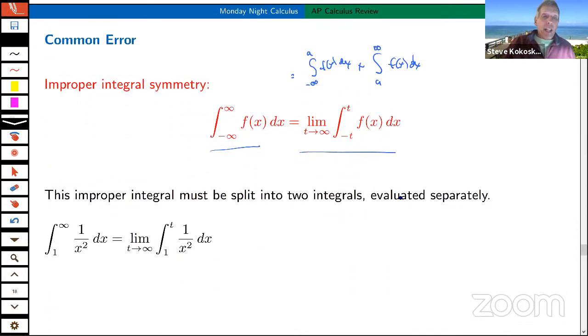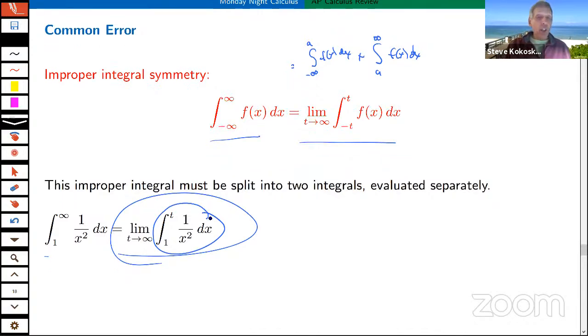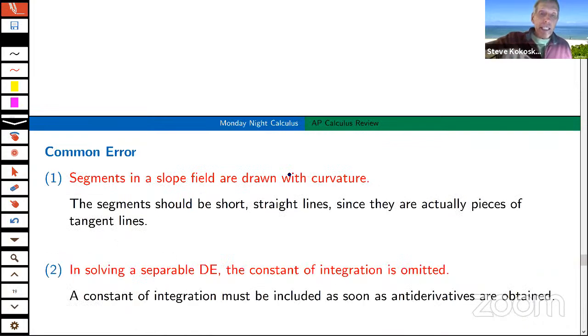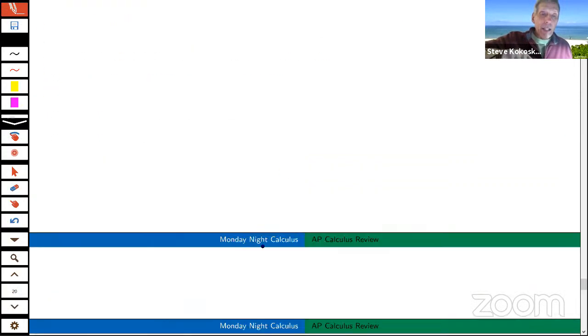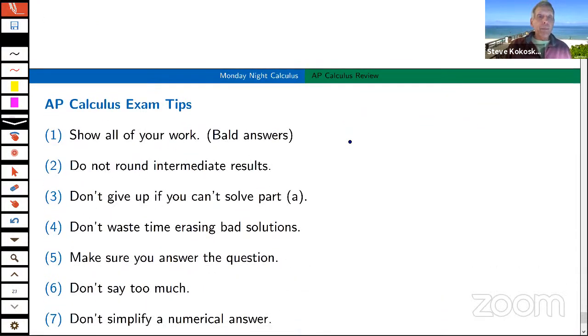And remember, one of these improper integrals like this is a two-step process. Make sure you find the antiderivative here and evaluate and simplify as much as you can, and then evaluate the limit. And often L'Hopital's rule appears in here. All right, let me sneak to the bottom here and end with my final tips.